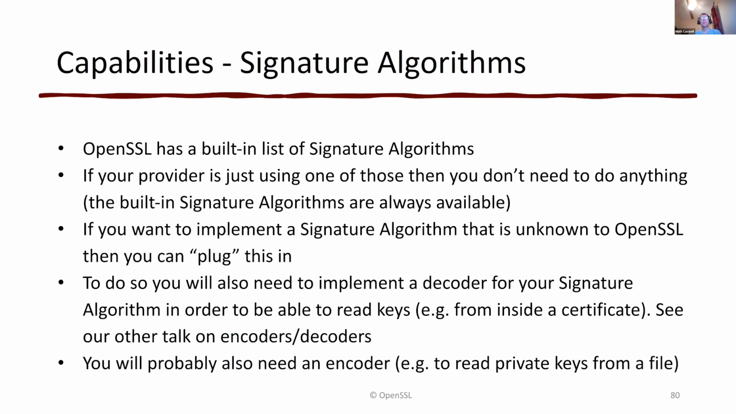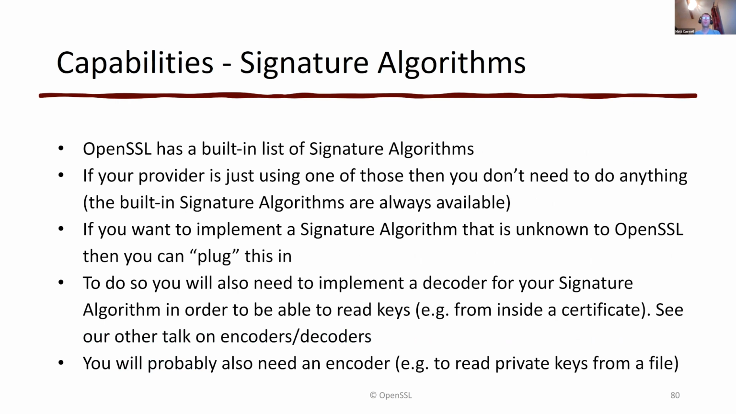OpenSSL already has a built-in list of these. If your provider is just using one of those, you don't need to do anything special. The built-in sigalgs are always defined, so you don't need to declare a capability if you're just going to use one of the standard built-in ones. That's the case even if default and FIPS aren't loaded. They're just known to libssl.